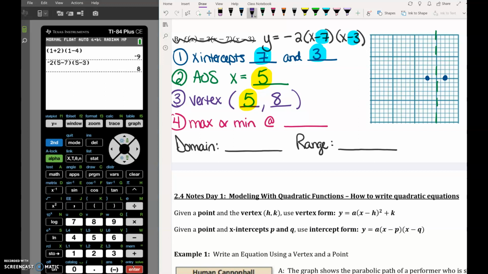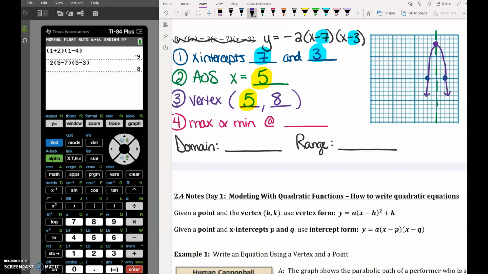So 5, 8. It should not surprise you that this graph is opening down because there was a negative in front. And if this graph feels a little bit skinnier than the previous graph, that also should not surprise you because a 2 in front is going to stretch this and make it a skinnier, narrower graph.